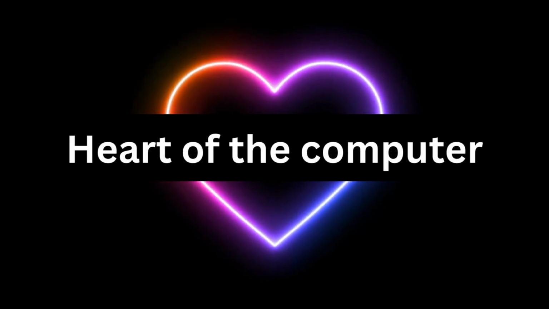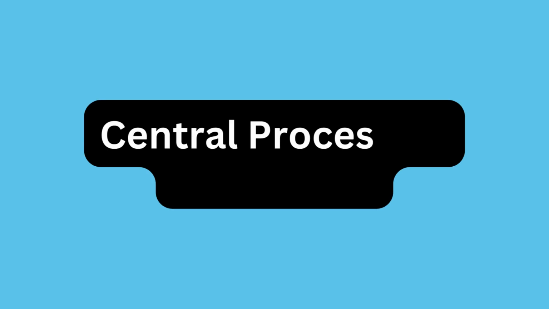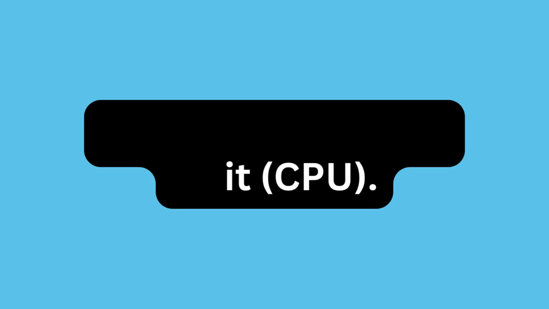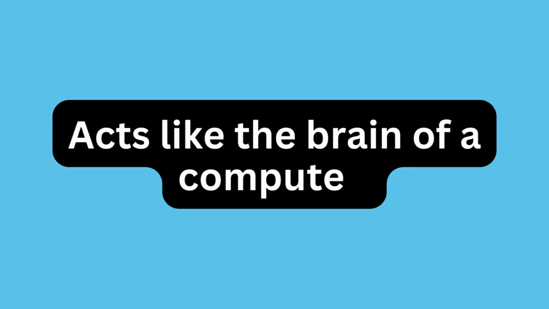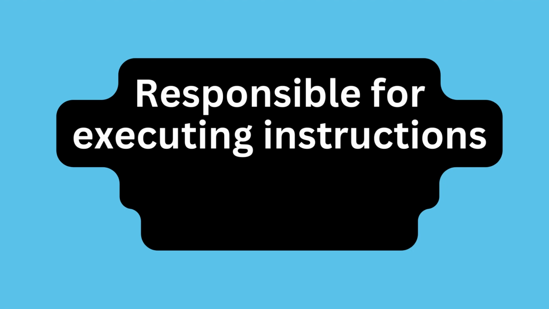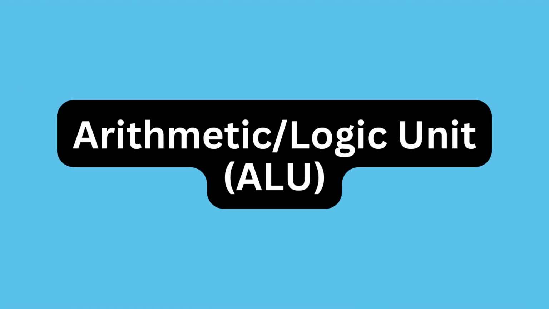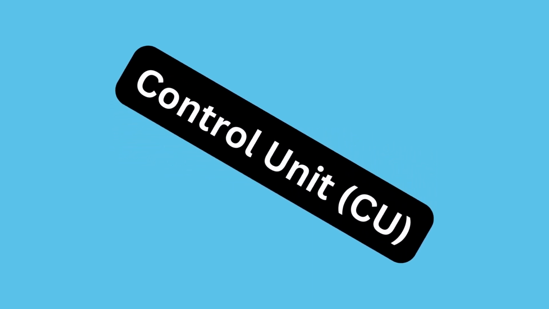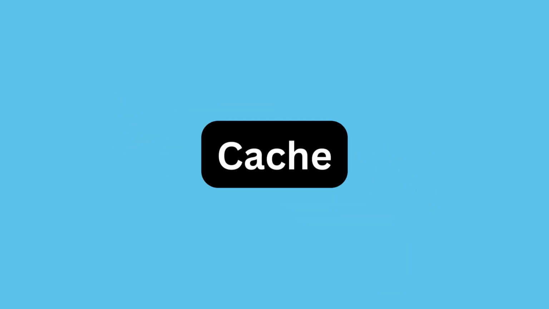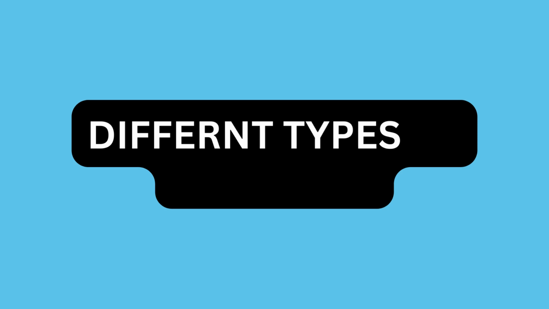Now let's move on to the heart of the computer, the Central Processing Unit or CPU. The CPU is like the brain of a computer, responsible for executing instructions and performing calculations. It consists of three main components: the arithmetic/logic unit, ALU, the control unit, CU, and cache, or cache, depending on where you come from.